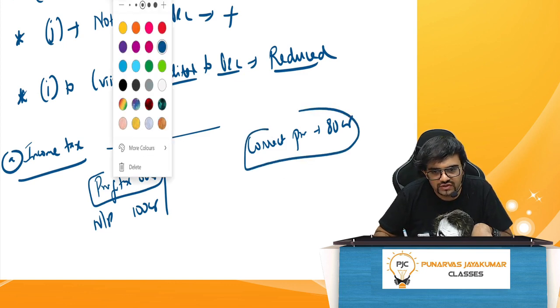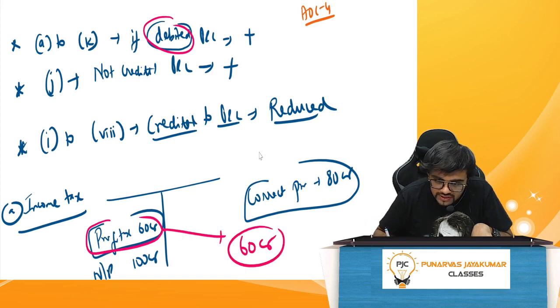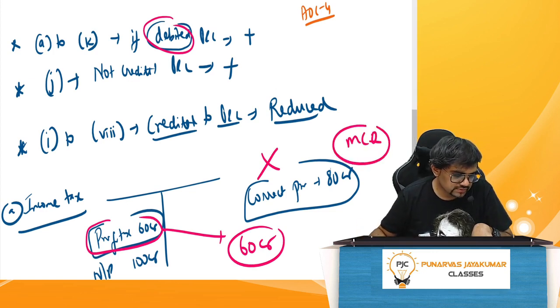Guys, as we have seen already, whatever has been debited. What is debited? 60 crore. So please add back 60 crore and not 80 crore. In MCQs or adjustment questions, this will come like this.